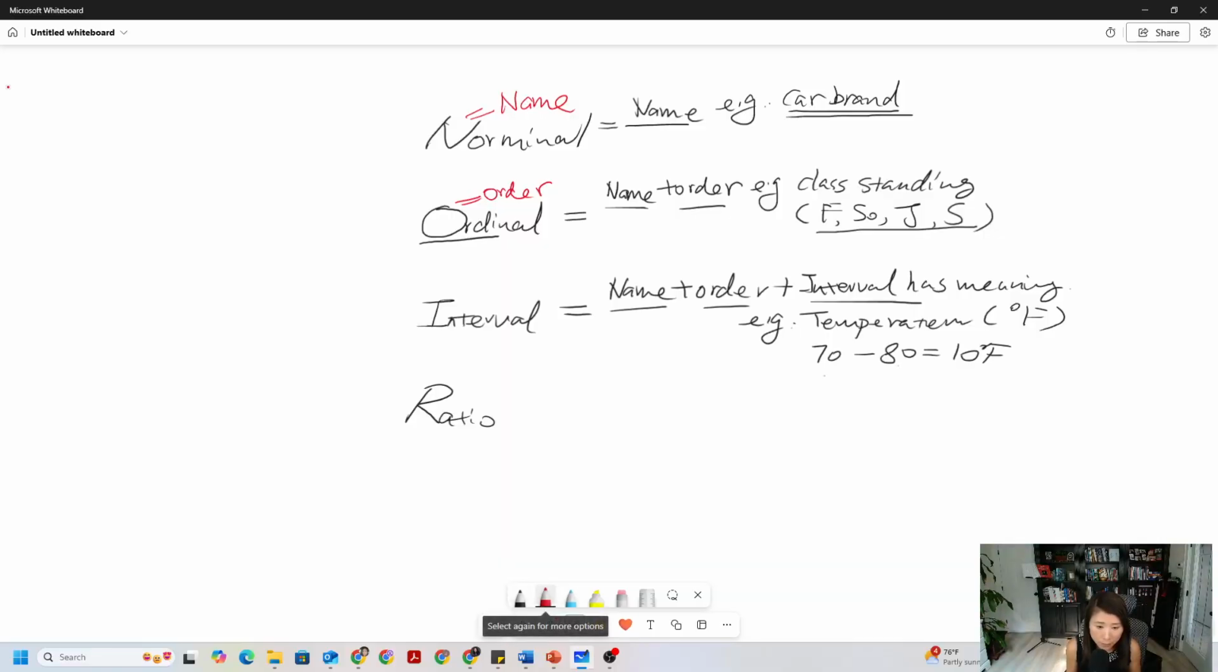The last one is called ratio. As we talk about the ratio scale of measurement, I want you to focus on the last letter, which is O. O also means 0. So why do I want to emphasize that?